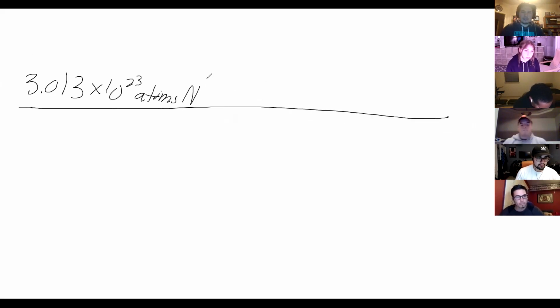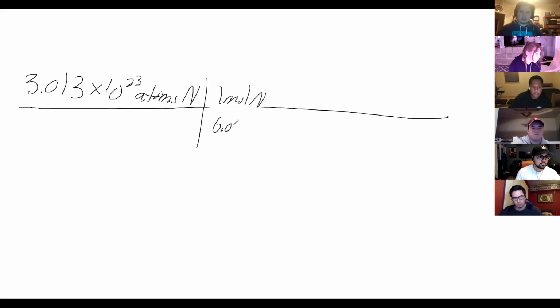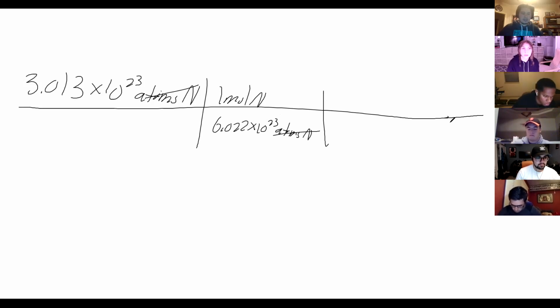So how can I first convert this to moles of nitrogen? 1 mole of nitrogen per 6.022 times 10 to the 23rd atoms of nitrogen. So our atoms of nitrogen cancel out. Then what comes next? 1 mole of ammonia to 1 mole of nitrogen. Yeah, exactly, since there's 1 mole of nitrogen for every 1 mole of ammonia. So our moles of nitrogen cancel out.